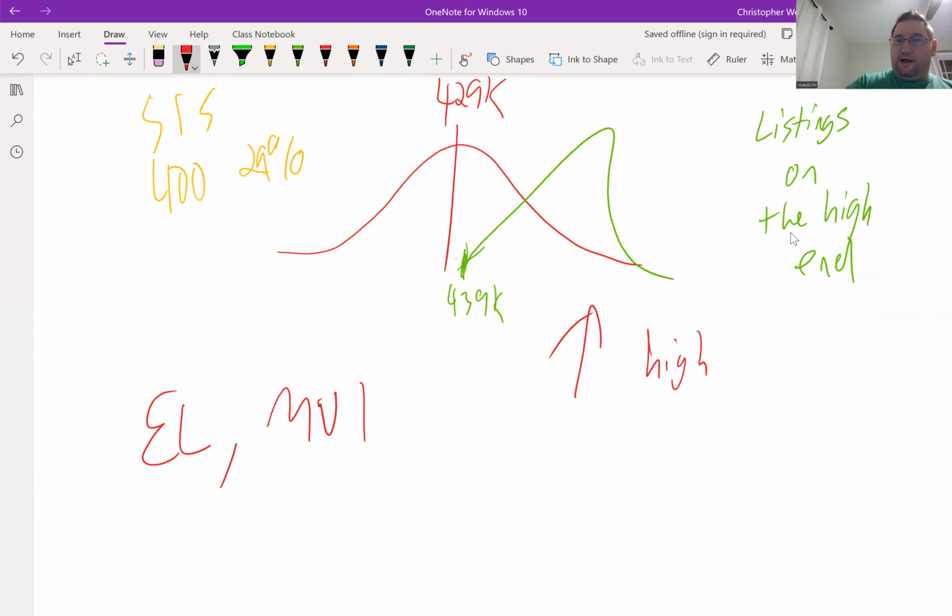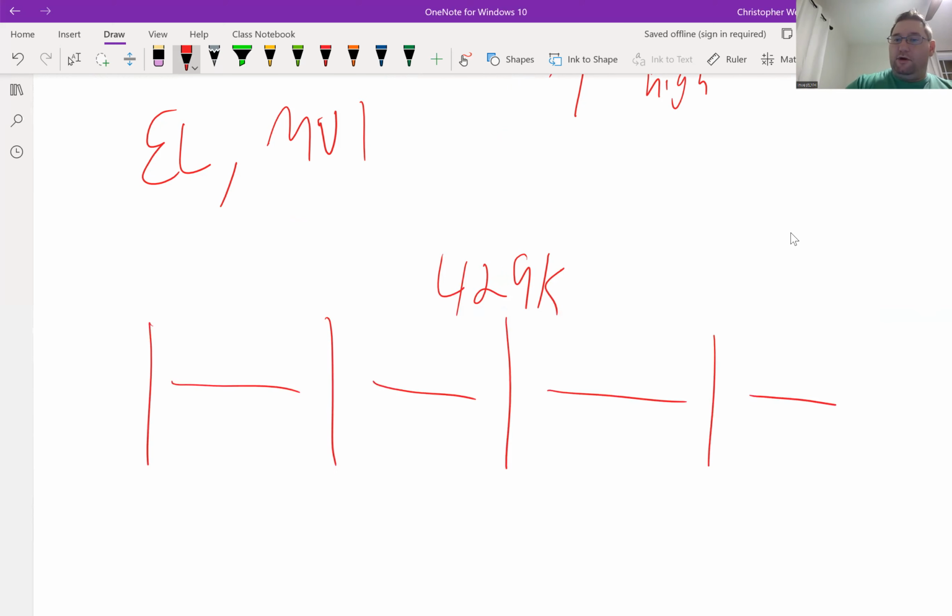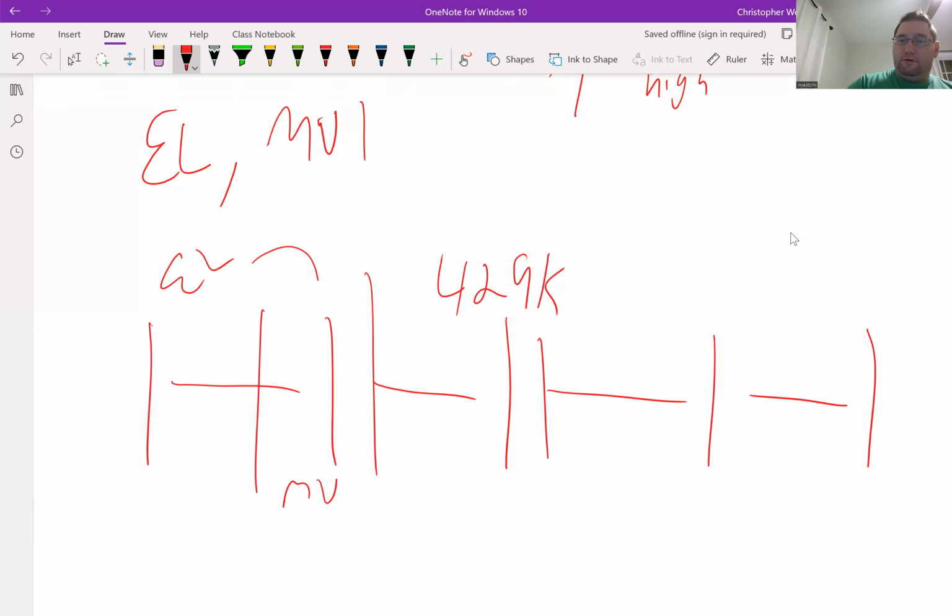If the 429 is the middle of the road, that means we have 2 quartiles behind it and 2 in front of it, which means entry level is usually about 70-80% of the lowest quartile, entry level. And then we have move up 2, move up 3, and luxury.